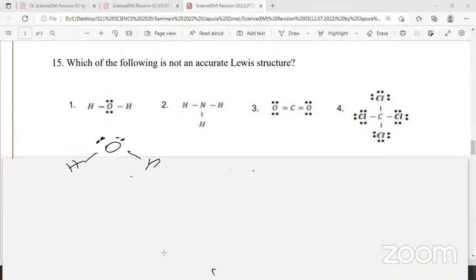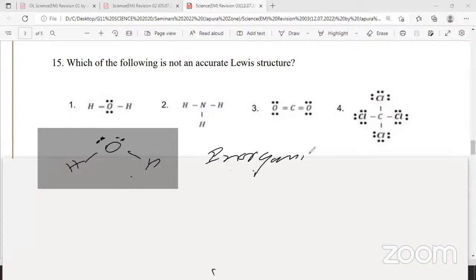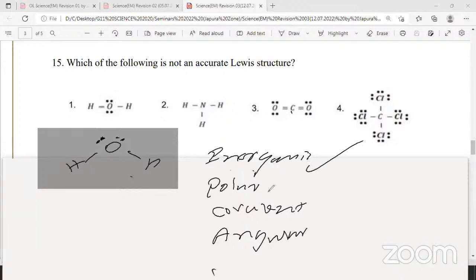There are a lot of things to remember about water. Water is inorganic, no carbon in it. Water is a polar molecule, and it has polar covalent bonds. It's a covalent compound. The shape is angular, or V-shape, or bent. So: inorganic, polar, covalent bonds present, a covalent compound, and angular. So many things to remember. There are other properties also, but I don't have time to tell.